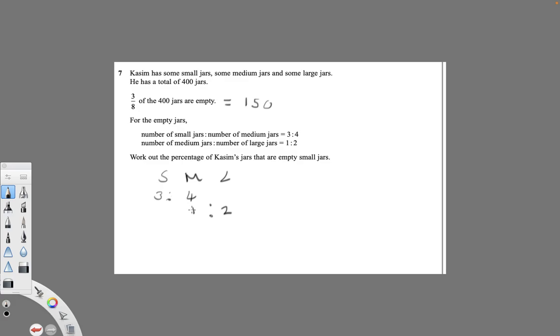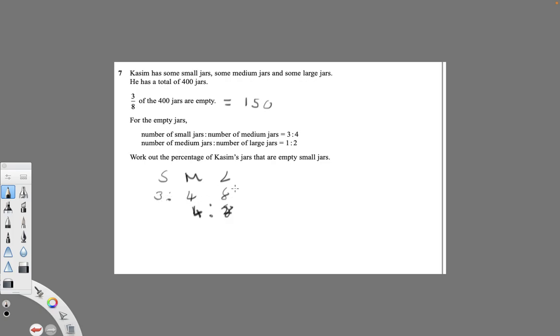If we get this number now as 4, we've had to multiply this side of the ratio by 4, so we could also do that to this side. So that would become an 8. 2 times 4 is 8, meaning that we know now that our ratio of small to medium to large is 3 to 4 to 8. So we can then use that information to work out how many small jars we actually have here.